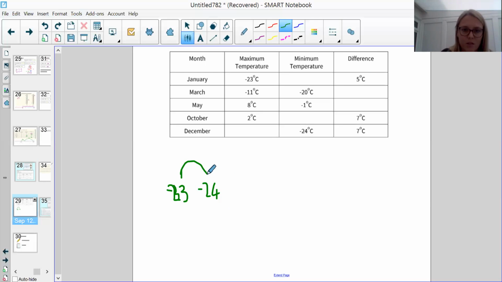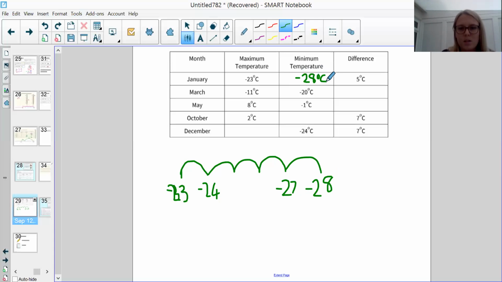We want a difference of 5: -24, -25, -26, -27. That would be 1, 2, 3, 4 jumps to -27. We want one more jump to -28. So our minimum temperature would be -28 degrees. I'm just going to fill these next 2 in for you. So the maximum temperature is -11 degrees and the minimum temperature is -20 degrees. So the difference would be 9 degrees Celsius.